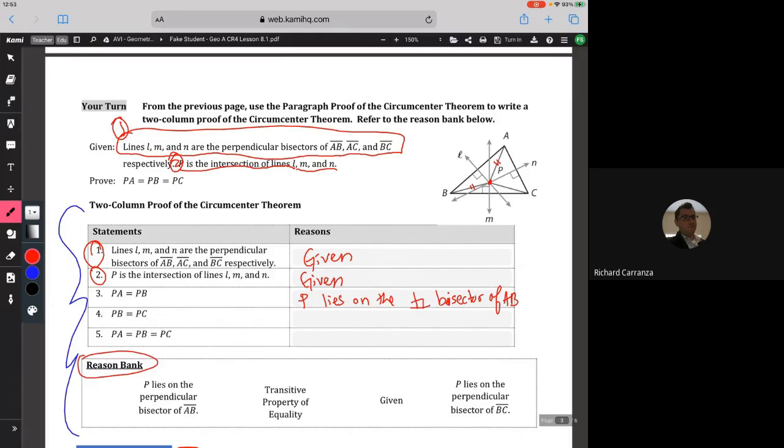The next one, PB, is equal to PC. So that means that one's also equal. And it's going to be the other one. P lies on the perpendicular bisector. The only difference is that one lies on AB, the other one is on BC. And obviously the last one is the one that we didn't use, transitive property of equality.